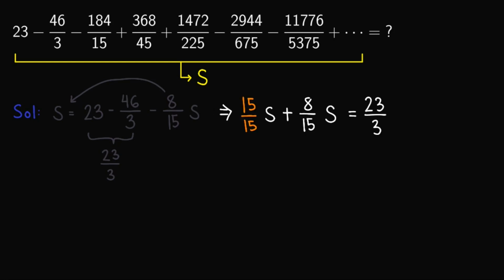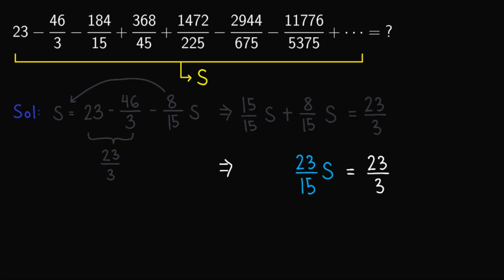We can multiply a 15 over 15 out here so that we can combine these two, and we'll obtain 23 over 15 s equals 23 over 3. To obtain s, we multiply 15 over 23 on both sides. So the 15s out here would divide, and so would the 23, then also on the right side, 15 over 3 would give us 5.